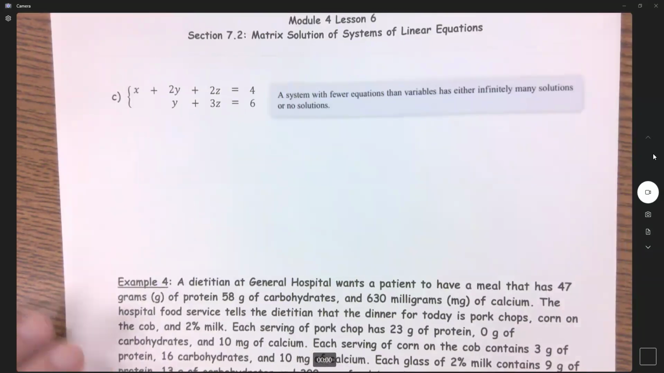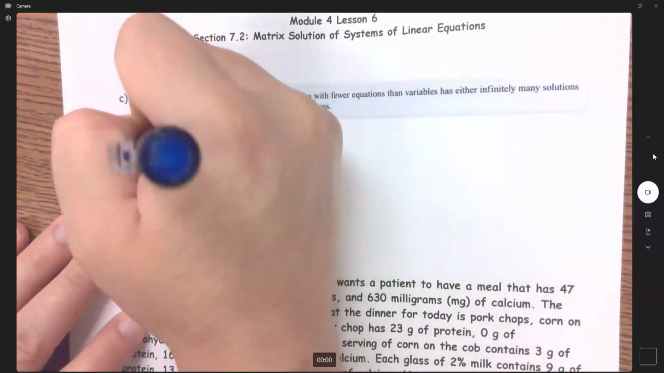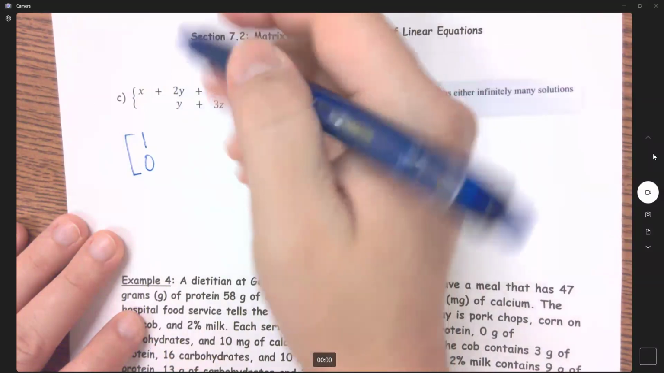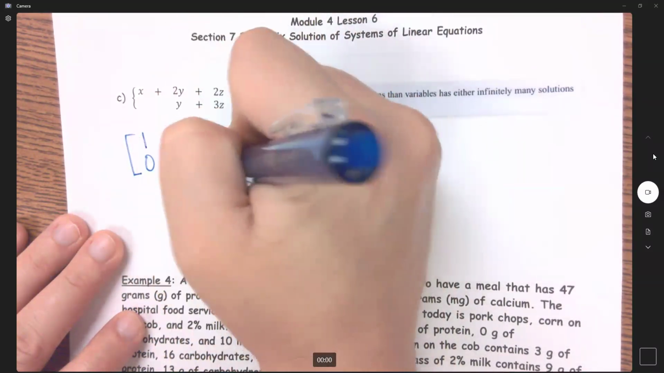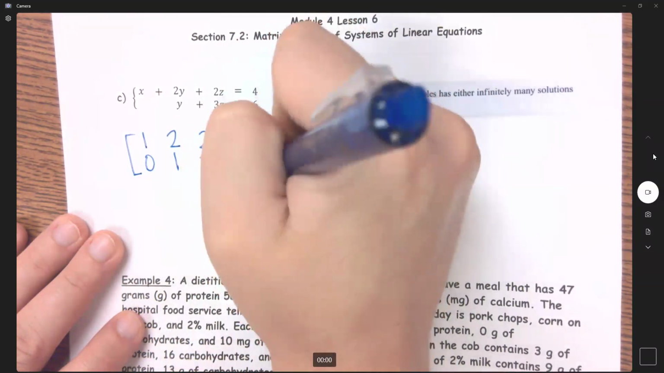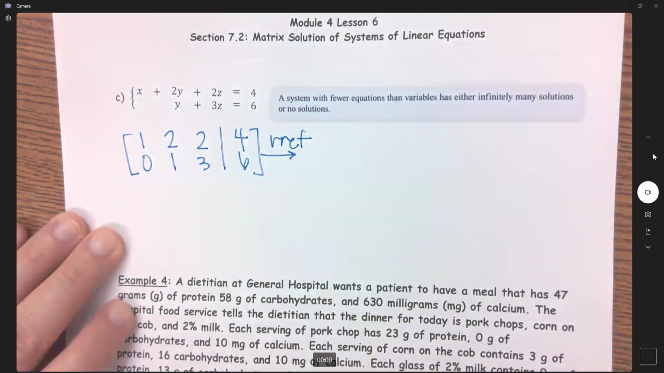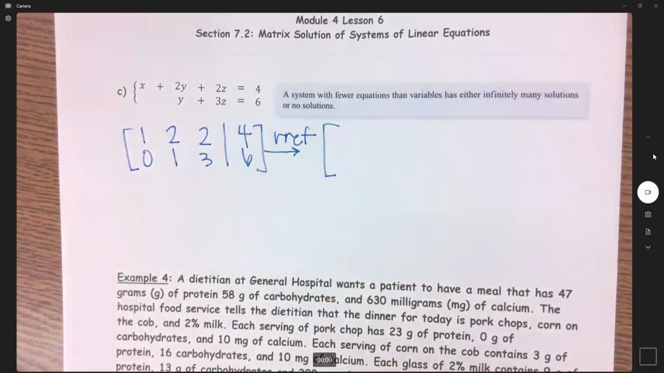We're still going to treat it the same way, write it as an augmented matrix. So we have 1, I have no x in this one, so 0. My y is 2, 1. My z is 2, 3. And this equals 4, 6. Then we'll use our RREF command. Let's see what we get.